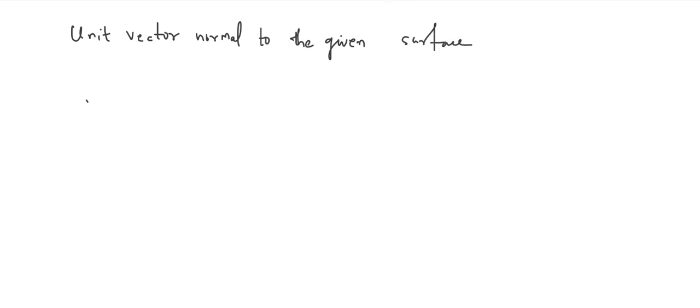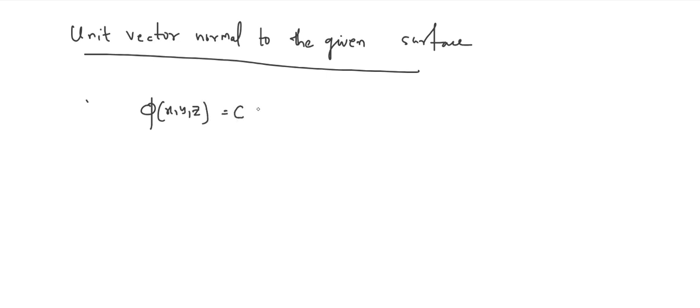So let me consider a surface here. Let phi of x, y, z, a function of x, y, z, be equal to the constant c, be the given surface. Now the unit vector which is normal to this surface. First of all, the vector which is normal to the given surface is gradient of phi, right?